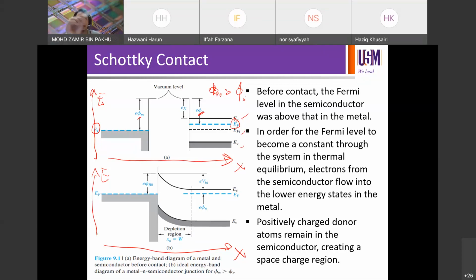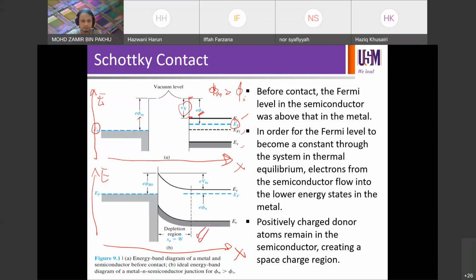And then you have to label everything accordingly, right? Label the phi m, phi s, and then label the electron affinity, which is the distance from EC to the vacuum level. Electron affinity times electron charge gives you the energy on the energy axis. And then this is how they look when they combine.